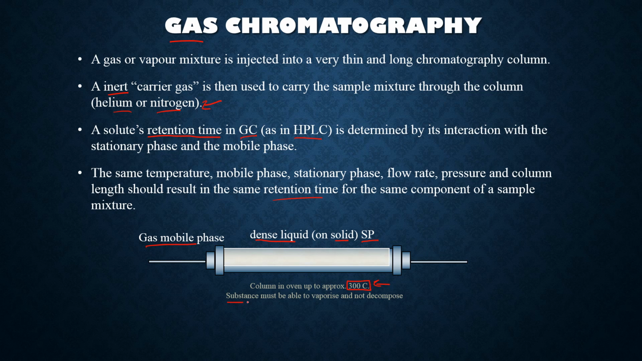And you need to be very aware that the substance must be able to vaporize, however, not decompose. You can't use substances that decompose at 300 degrees Celsius. So you need to be wary of that.